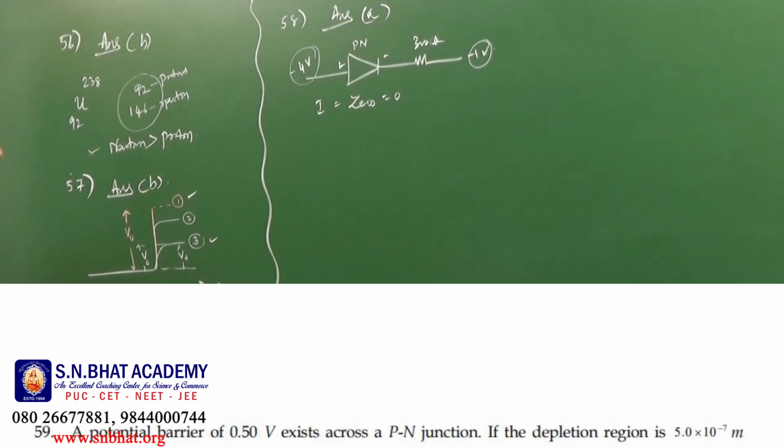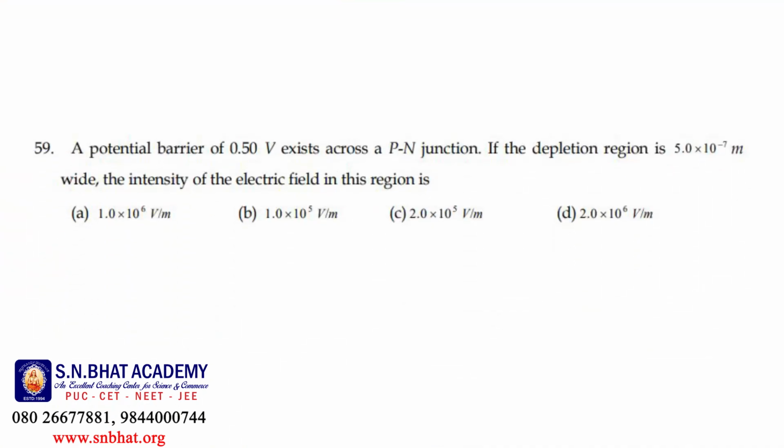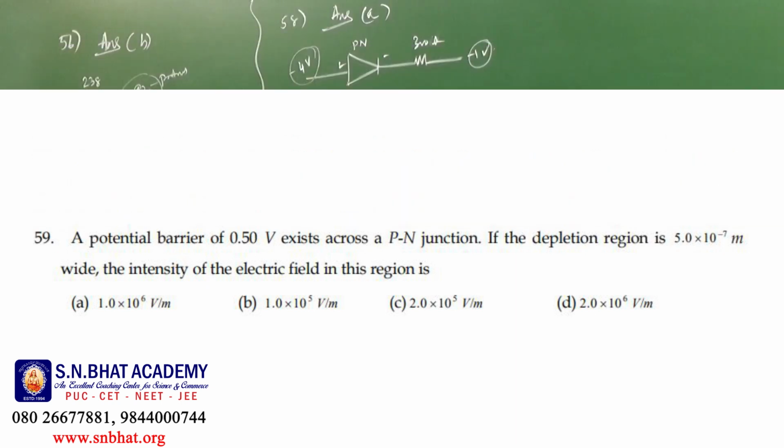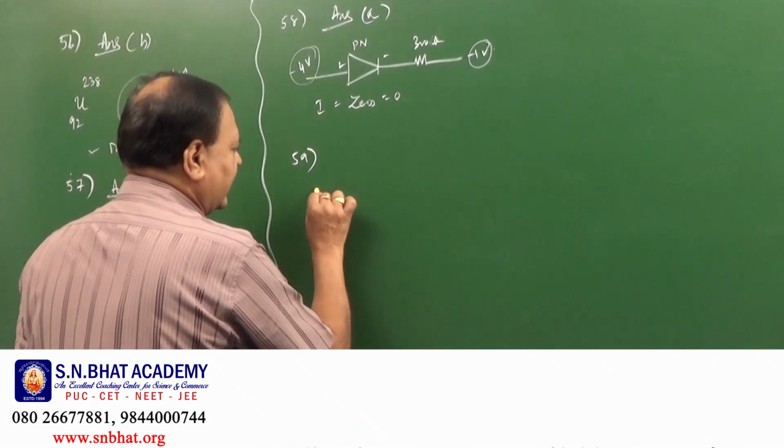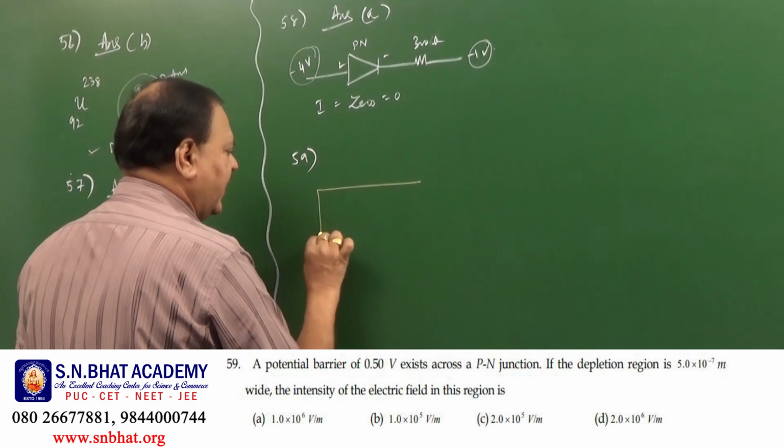Okay. Next is question number 59. A potential barrier of 0.5 volt exists across a PN junction. If the depletion region is 5.0 times 10 to the power minus 7 meter, the intensity of electric field in this region is. So, the question is about a PN junction.